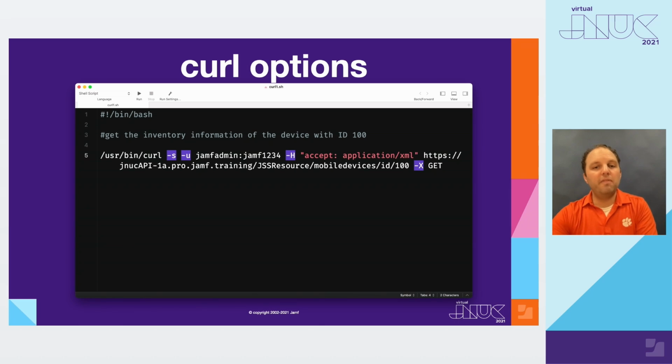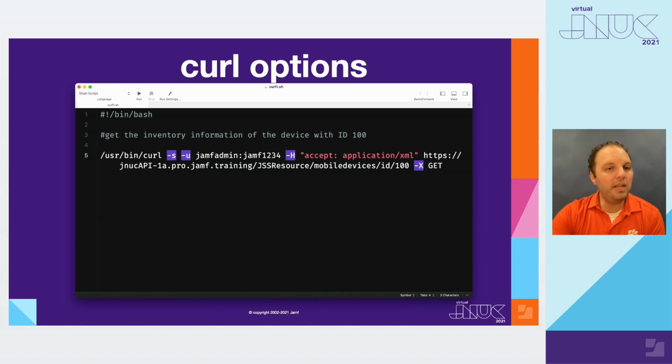Now, these flags can go in almost any order that you want. So if you have a preference, awesome, you do you. But if we have a hyphen lowercase u, that must immediately be followed by username, password. So we made a user called Jamf admin that only has the privilege to read mobile devices. That user has a password of Jamf1234. So, hyphen u, space, Jamf admin, Jamf1234.